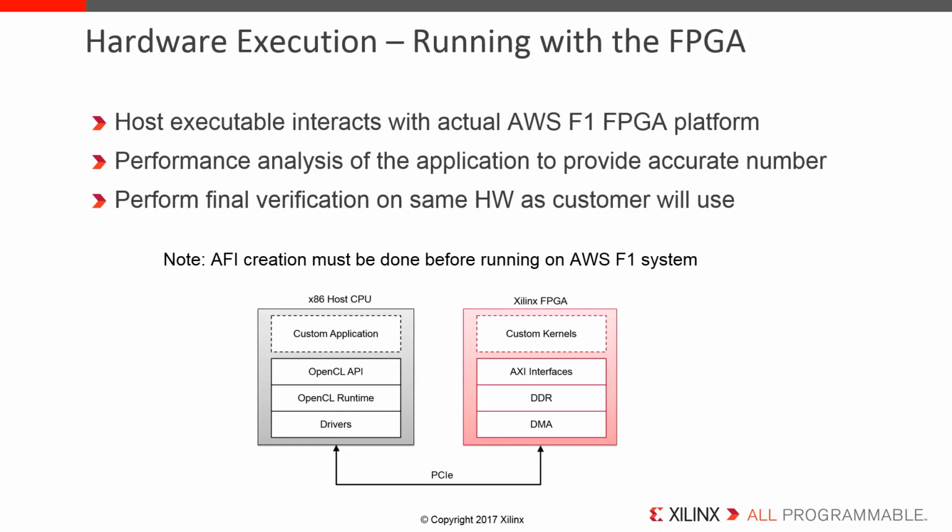Once the system flow completes, the same profile summary report may be analyzed. The numbers provided after execution on hardware are 100% accurate. This flow is also the final step in verifying the implementation of the accelerated kernels. Do note that the AFI must be created before running on the F1 instance.